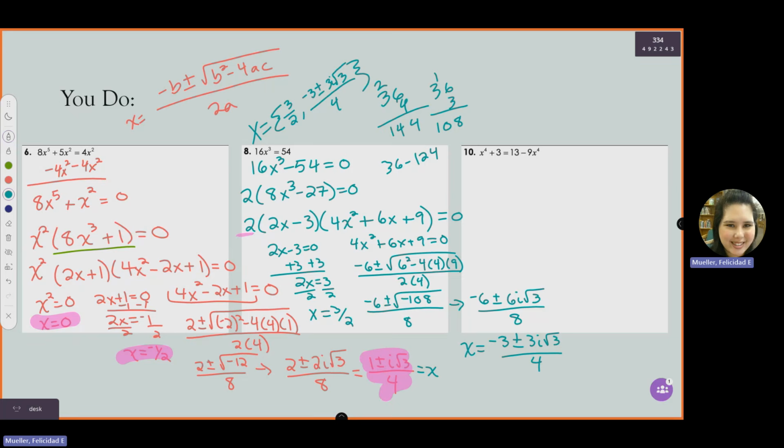Okay. All right, moving on to 10. I personally like to have a positive leading coefficient, so I'm going to add 9x squared to everything, or 9x to the 4th. And I'm going to subtract 13, which gets us 10x to the 4th minus 10 equals 0. So I'm going to factor out a 10 and get x to the 4th minus 1 equals 0.